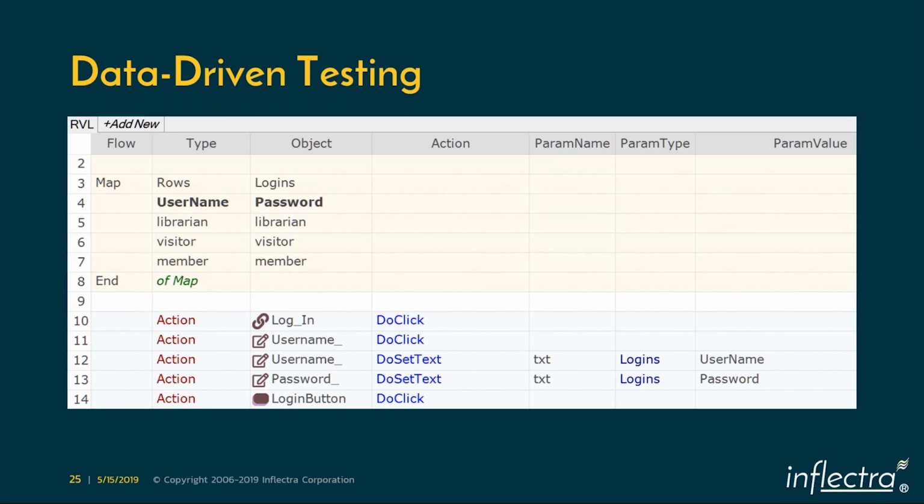On this screenshot, we see a test that gets username and password from a table defined in this test as well. On lines 5, 6, and 7, we have some data, usernames and passwords. And on lines 12 and 13, the test just passes the data from this table to the application.